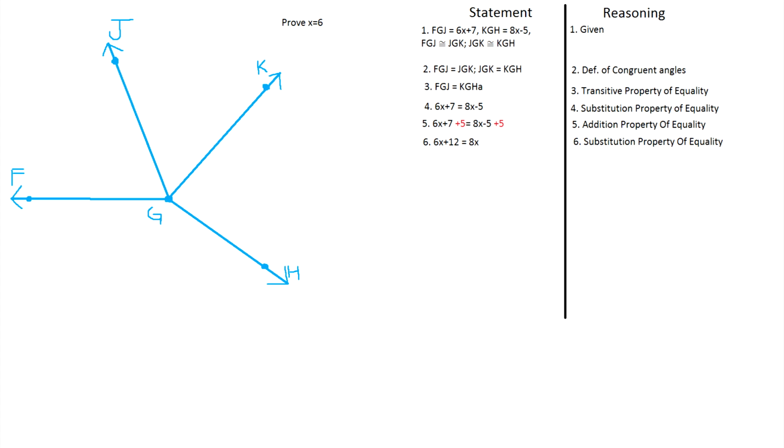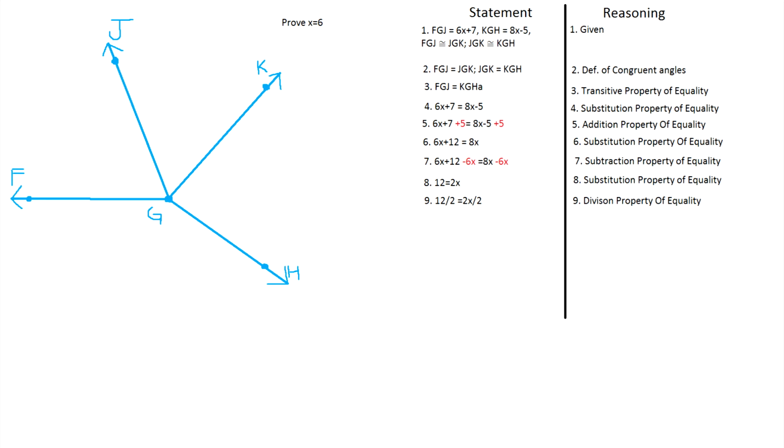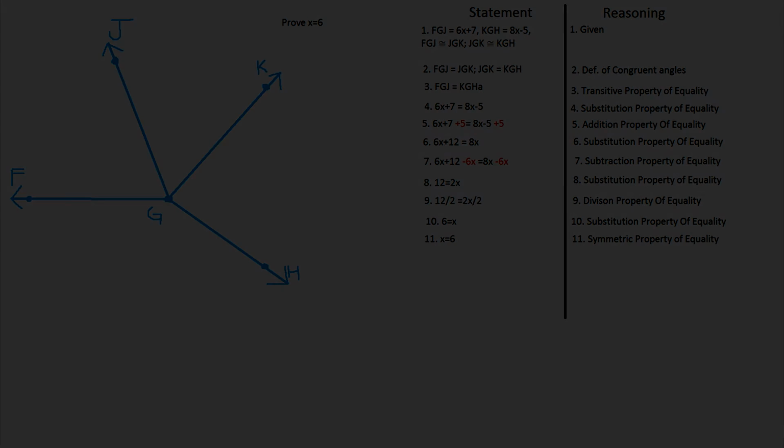Now we can subtract 6x from both sides by the subtraction property of equality. Now we can say that 12 equals 2x by the substitution property again. Then we divide both sides by 2, and we are allowed to do this by the division property of equality. This then becomes 6 equals x by the substitution property of equality. Finally, we have to make sure that our statement matches the proof statement exactly, so we need to say that x equals 6 by the symmetric property of equality.